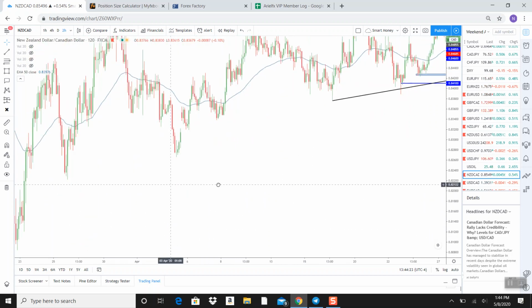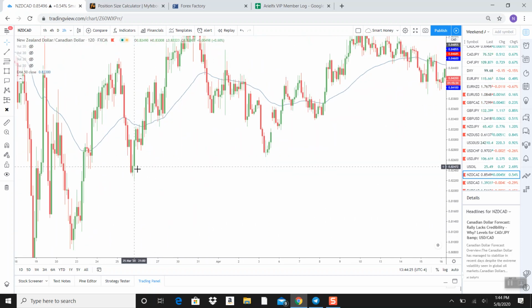Let's scale into this. As you can see, now we have an inefficient pricing. Yes, this could be a sponsor candle because it's more body, and then we had a violent move back to the upside, but I'm not looking to have a 60, 70 pip stop loss. This is not how we do it.